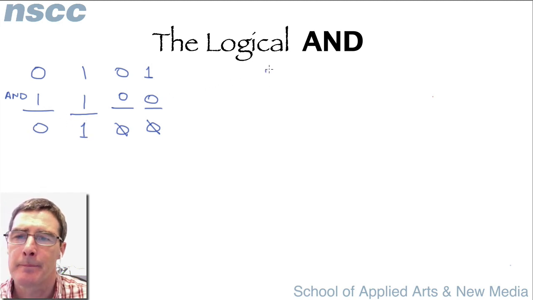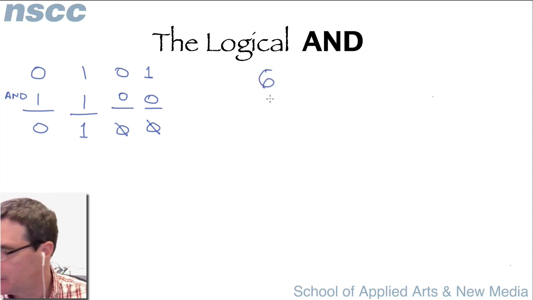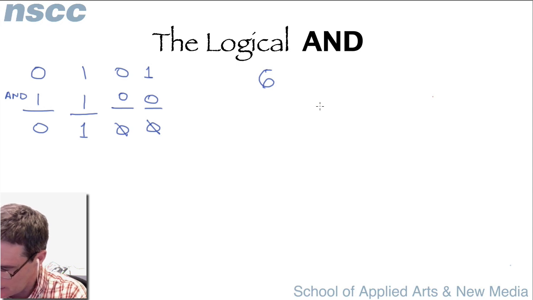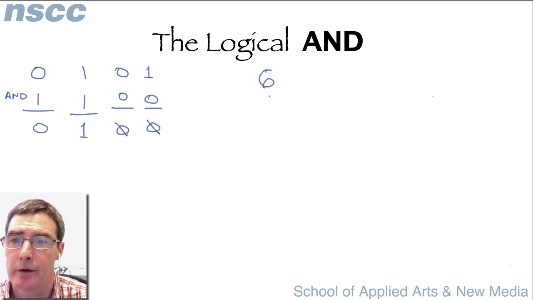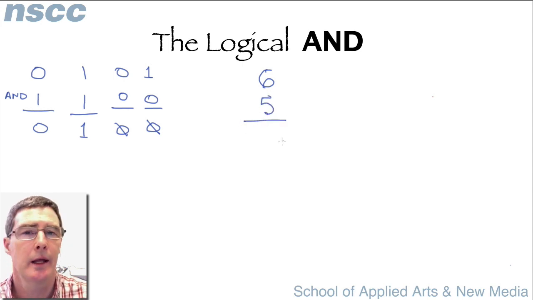Well, let's suppose we want to AND two decimal numbers together. And so we're going to look at an example where we're going to AND the decimal number 6 and the decimal number 5. How do we handle that? Well, the first thing to do is to convert this to binary.